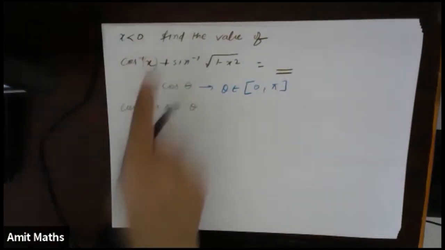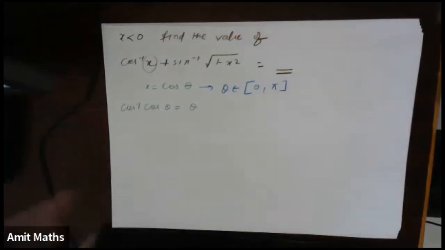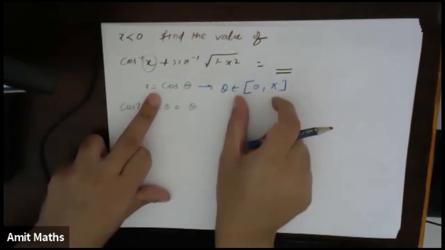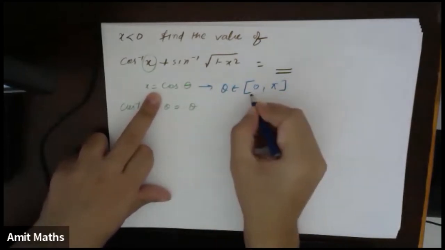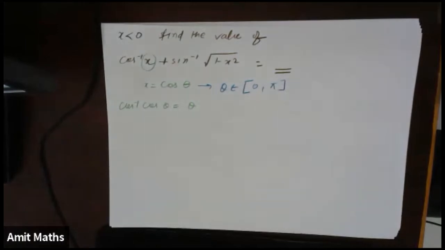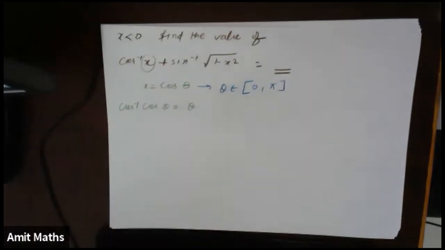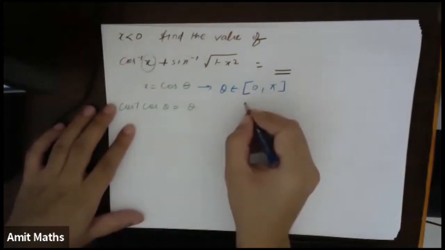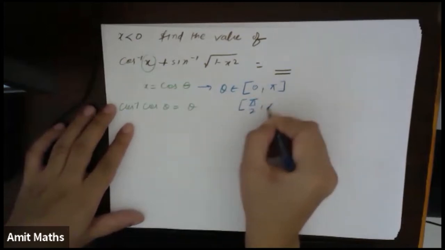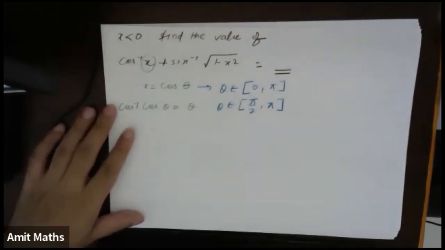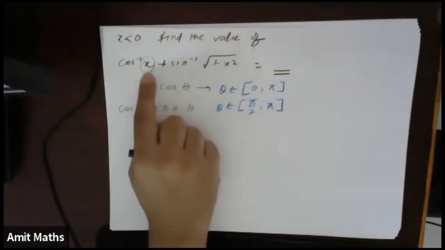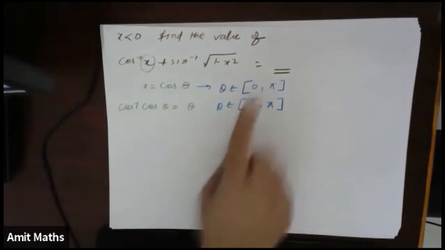Now they have given that x is less than 0. If x is less than 0, that means theta belongs to which part now? Now this 0 to pi by 2 gets removed. Why? Because from 0 to pi by 2, cos of theta will be giving you positive value from 0 to 1. But here, because x is negative, theta belongs to which domain? So this will become pi by 2 to pi. Theta belongs to pi by 2 to pi, because theta can only belong to 0 to pi, because it is cos inverse.